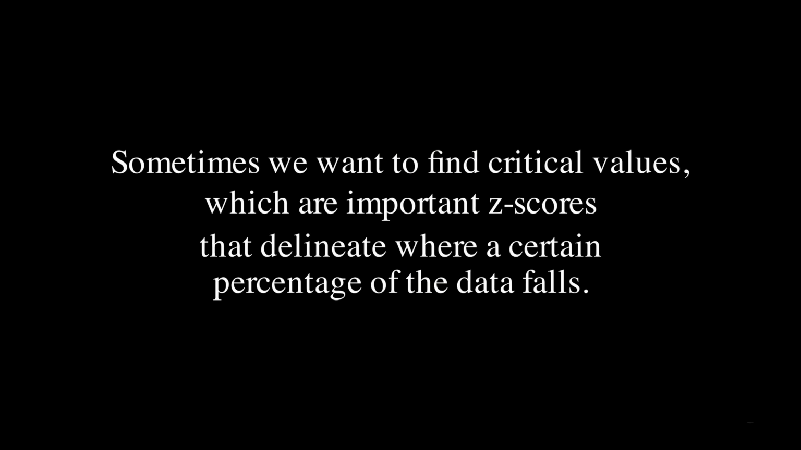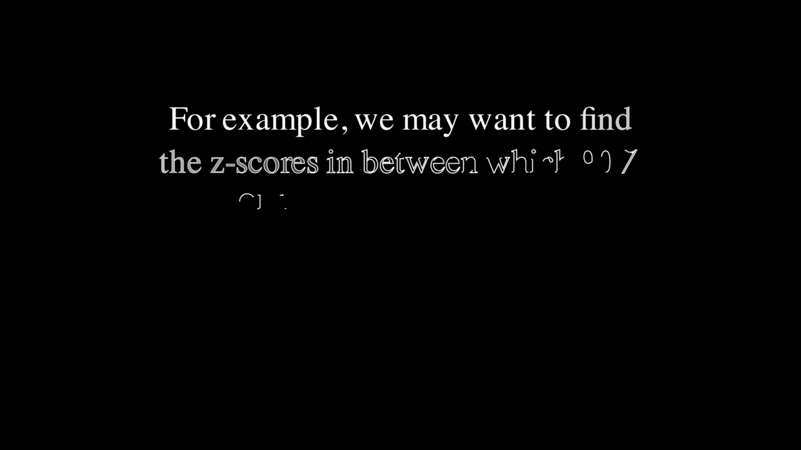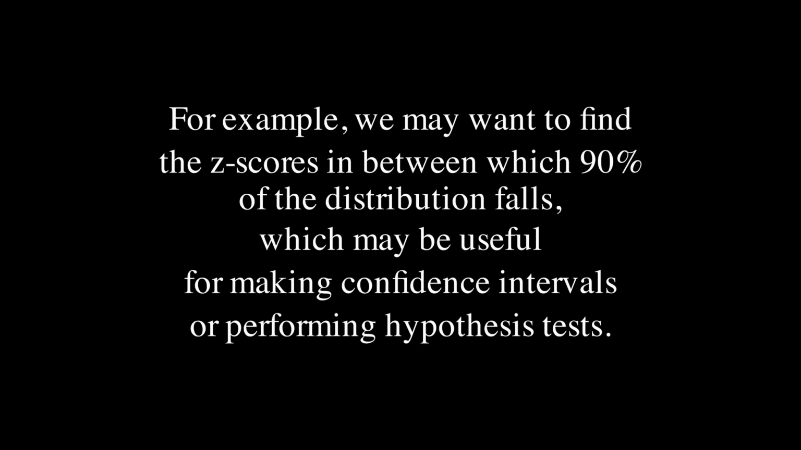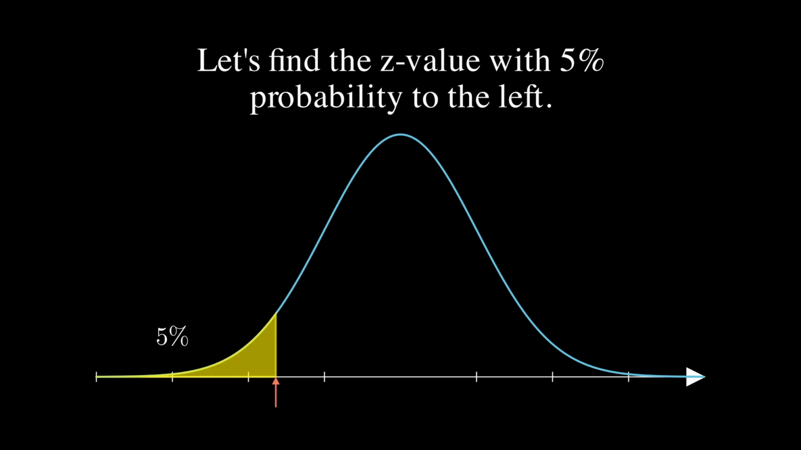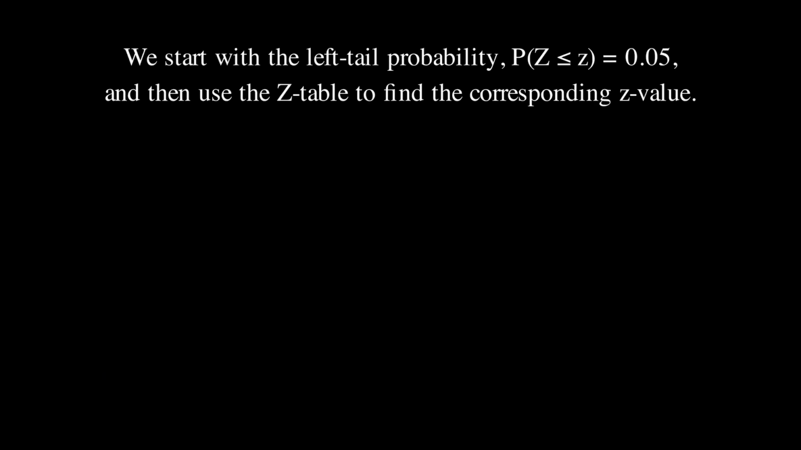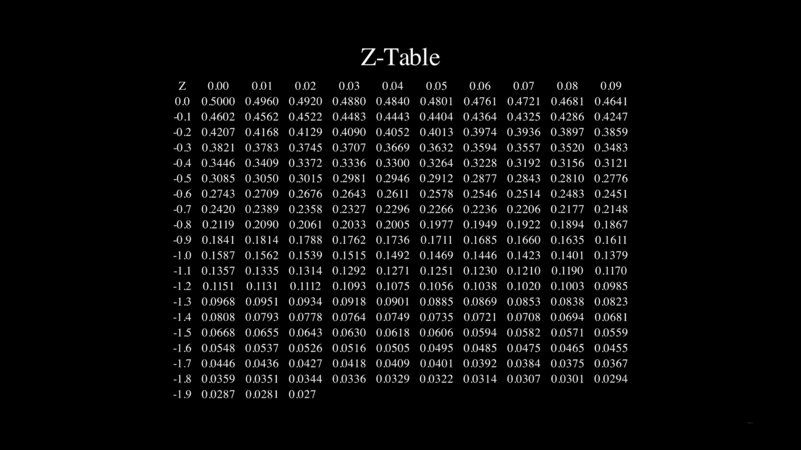Sometimes we'll also want to use the z-table to find critical values, which are important, or critical, z-scores, that delineate where a certain percentage of the data falls. So for example, we might want to find the z-scores in between which 90% of the distribution falls, which may be useful for making confidence intervals or performing hypothesis tests. So to find the values in between which 90% of the data falls, we know that 5% of the data then must fall on each outside part. And we know how to find the z-score with 5% probability to the left. We start with the probability 0.05 and then use the z-table to find the corresponding z-score.